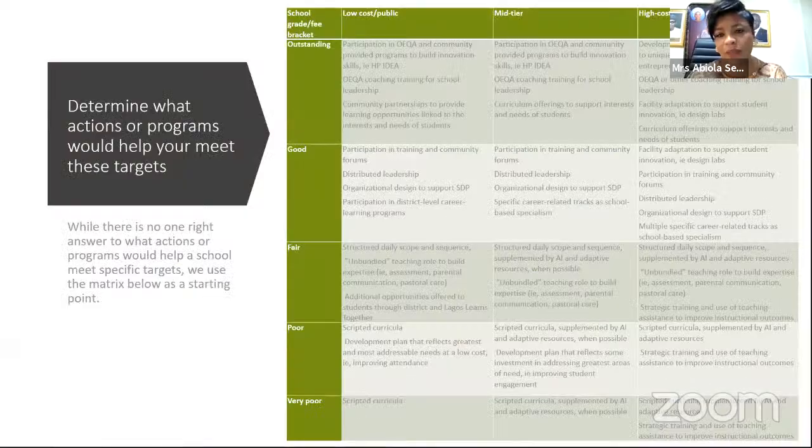Again, can we just go back there 1 second? Yes. I just wanted to mention to the participants that this is just a framework.